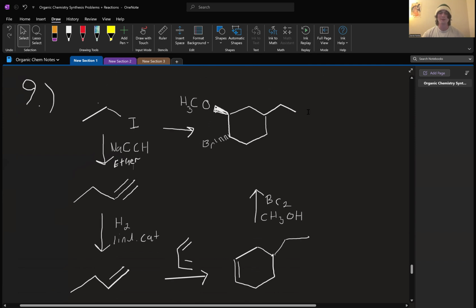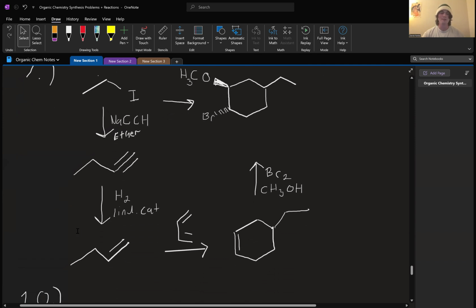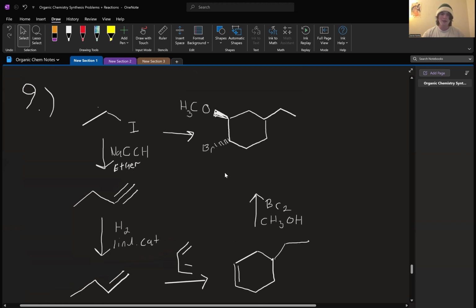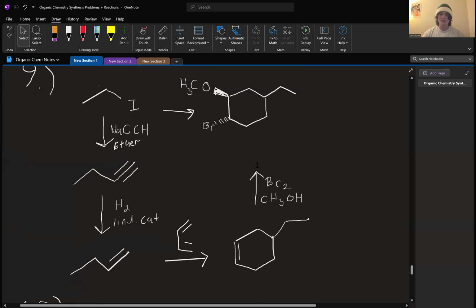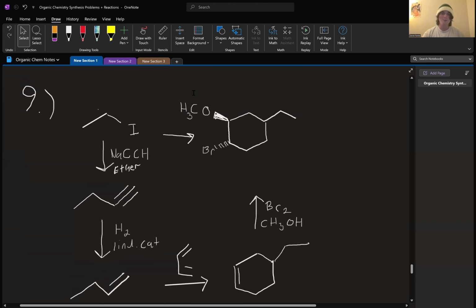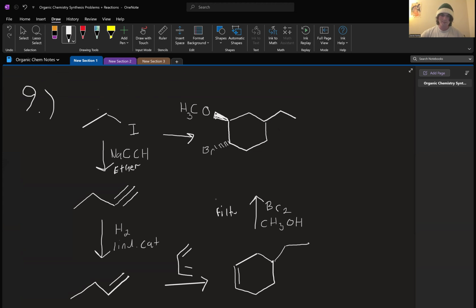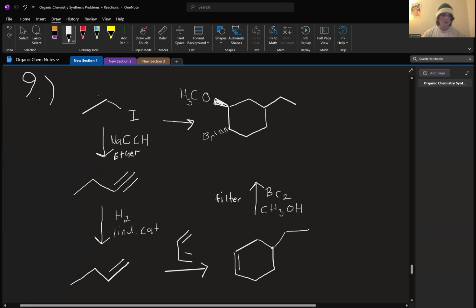So I just kept the branch using a Diels-Alder to create our cyclohexene with the branch on it, which I guess would be 1, 2, 3. It would be 4-ethyl cyclohexene. And then you just do Br2 CH3OH to get this reaction. You get a pair of enantiomers, so another filter for this as well. Right, filter. Okay, so that covers number 9.